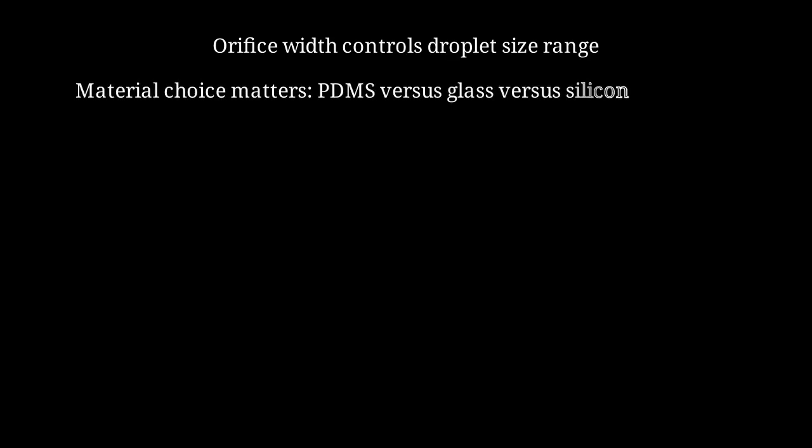Material choice is important. PDMS is easy to prototype, but can swell with organic solvents. Glass is chemically resistant, but harder to fabricate. Silicon offers precise features, but is expensive.